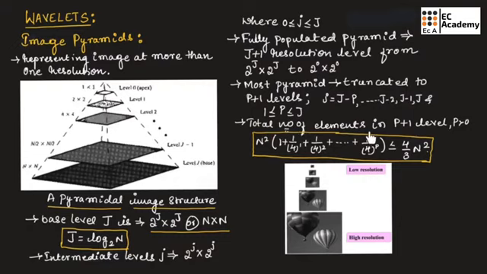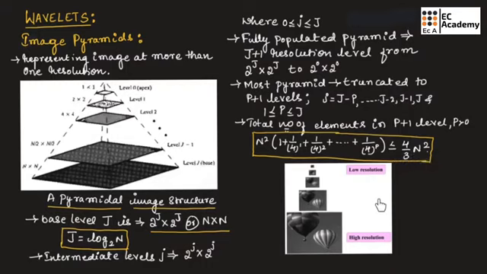The total number of elements in a P+1 level pyramid for P greater than 0 will be represented by this formula, which is given as N squared into 1 plus 1 by 4 to the power of 1 plus 1 by 4 to the power of 2 plus and so on up to 1 by 4 to the power of P, that will be less than or equal to 4 by 3 into N squared.